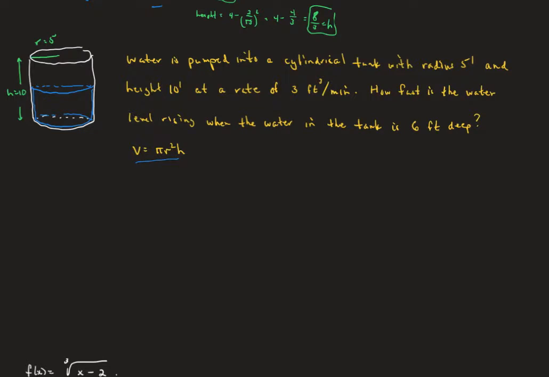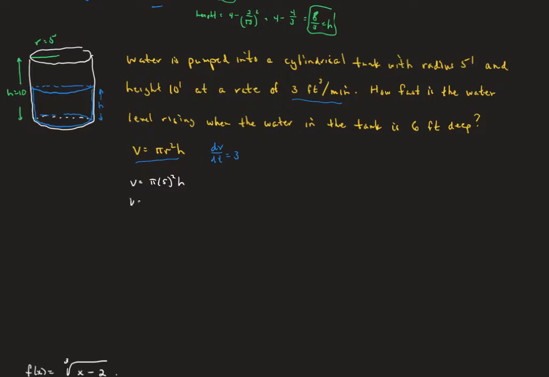Now we know that the radius in this tank is 5, and that is not changing with time. But as we pump in this water, and it looks like that's a rate of change of volume, as we pump in that water, then the height of the water inside the tank is changing with time. So we can plug the 5 into our volume formula right off the bat because it is not changing with time. It's always fixed at 5.